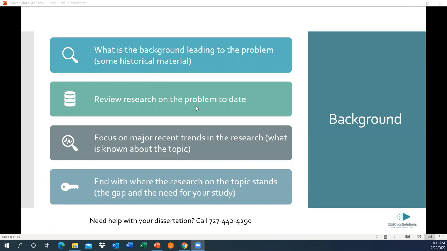What have some of the major researchers focused on? What's been tried, what's been studied, what have they found? That helps you set up later what has been done and what still needs to be done.